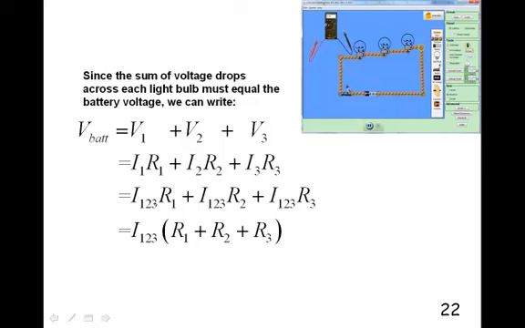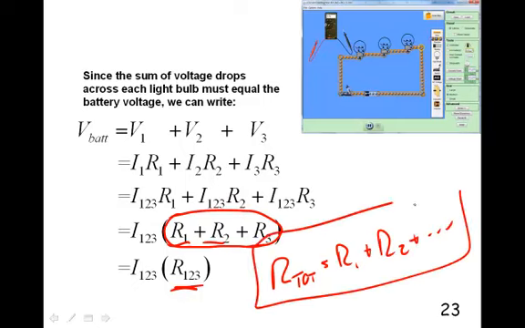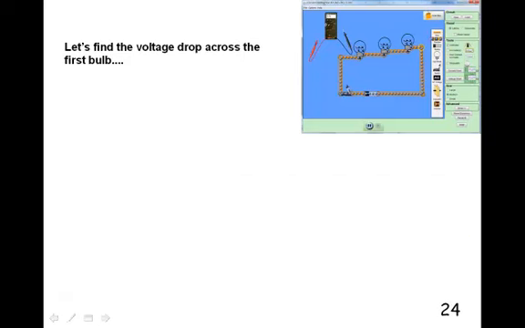Okay, so then we're going to factor that current out of this equation, and it's just I 1, 2, 3 times the sum of all the resistances. What we've just done is derive the effective resistance of three resistors that are in series. When you have resistors in series, you just add up the resistances and you get the total resistance. So R total is equal to R1 plus R2 plus and so on. That's the law for adding resistors in series. It's the opposite of the way we do things with capacitors.